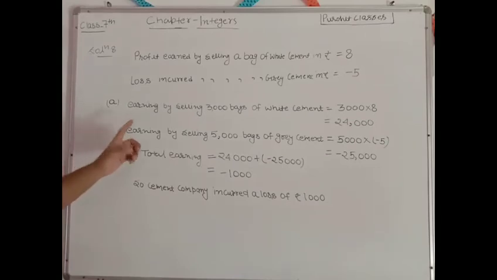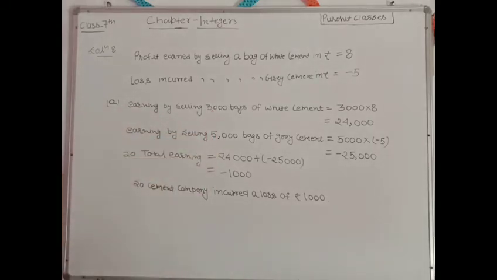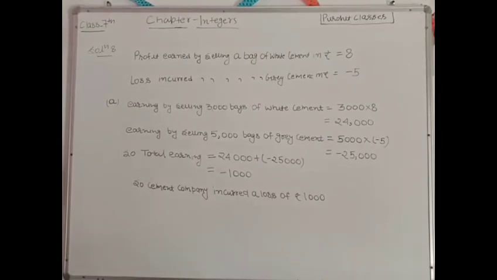Now let us see the first part. It says the company has sold 3000 bags of white cement. So here we have calculated earning by selling 3000 bags of white cement. That will be given by 3000 into profit on one bag, that is 8. So this will be equal to 24,000.